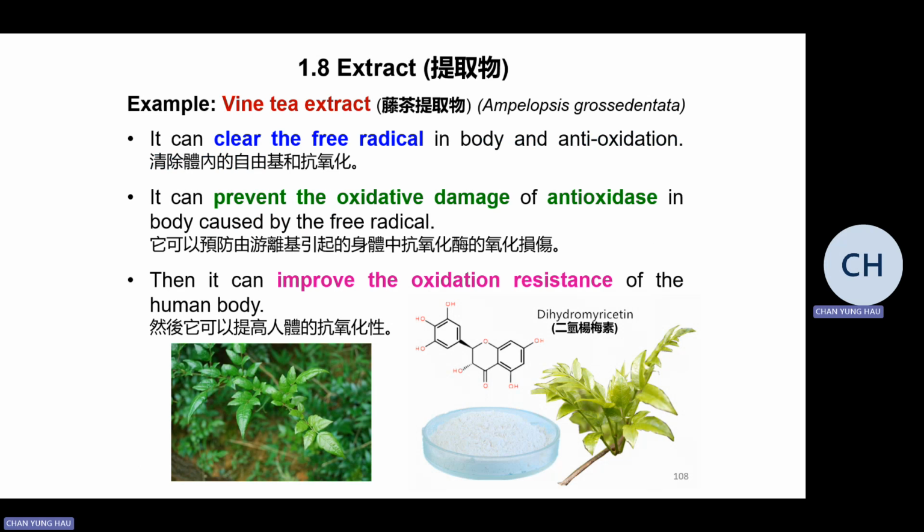For example, this one is the wine tea extract. It can clear free radicals, the ROS, reactive oxygen species, so it has an antioxidant effect. It can prevent oxidative damage, and that's why it can improve the oxidation resistance of our human body.